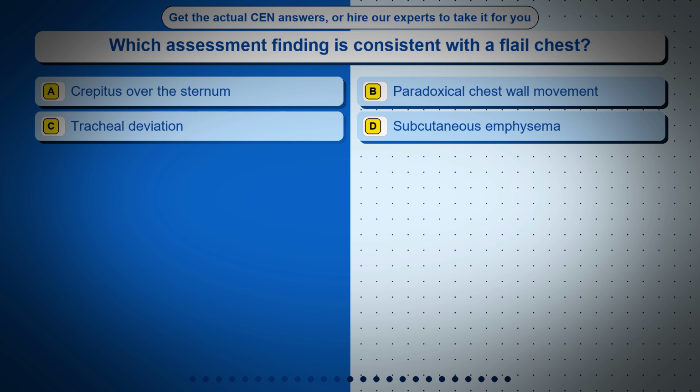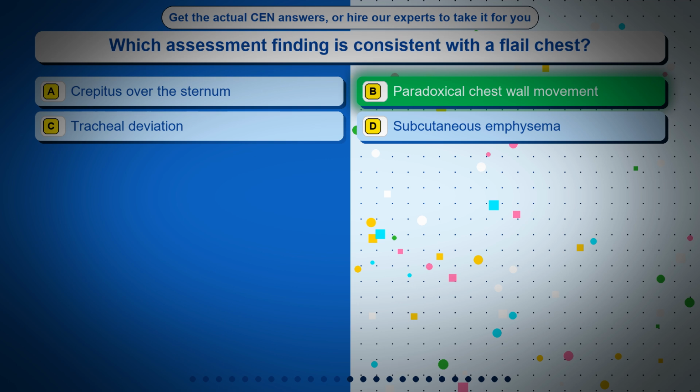Question 12. Which assessment finding is consistent with a flail chest? Option A, crepitus over the sternum. Option B, paradoxical chest wall movement. Option C, tracheal deviation. Option D, subcutaneous emphysema. The correct answer is Option B, paradoxical chest wall movement.